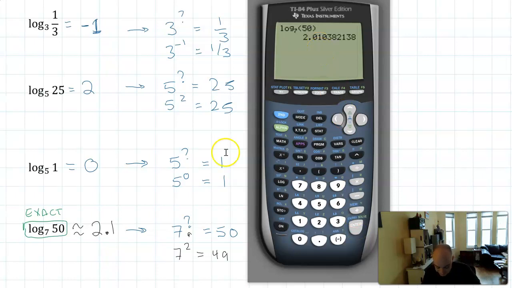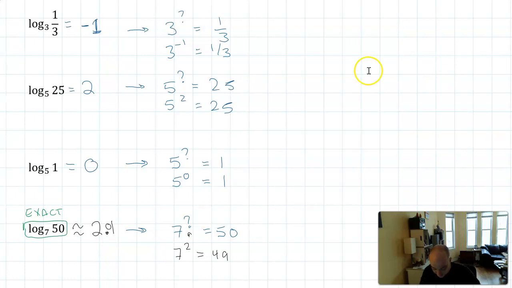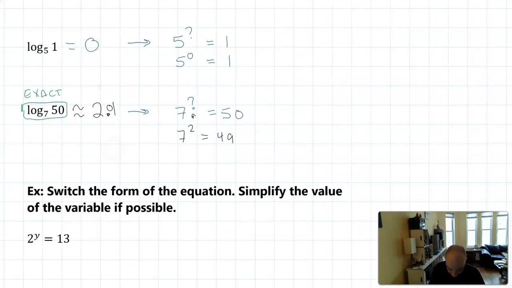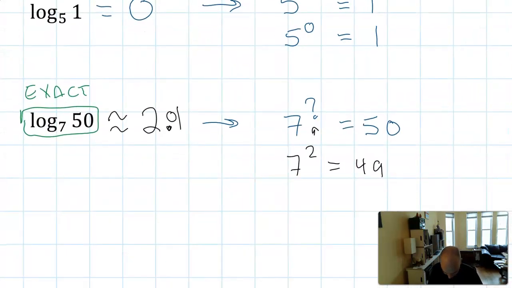Actually, we were off by 1/10 because 49 is so close to 50. Log base 7 of 50 is actually 2.01. So why don't I add a little 0 in there. But notice that this log base 7 of 50 goes on forever, and that's a key idea. When you have a log that doesn't evaluate perfectly, then this is an irrational number.